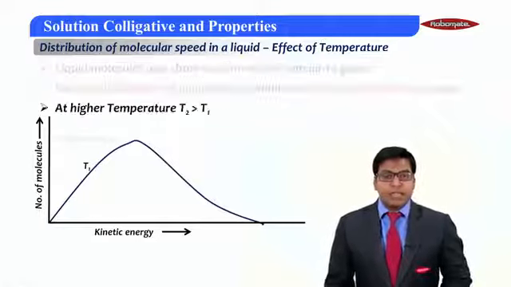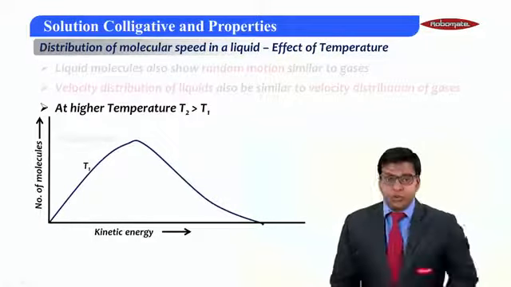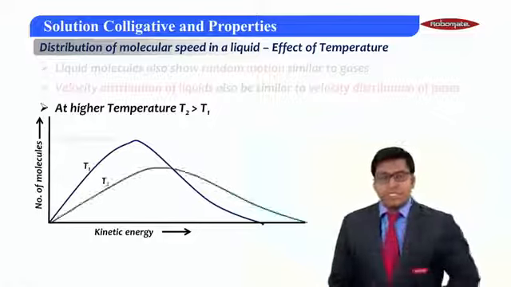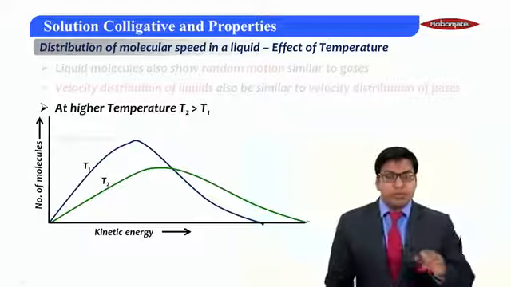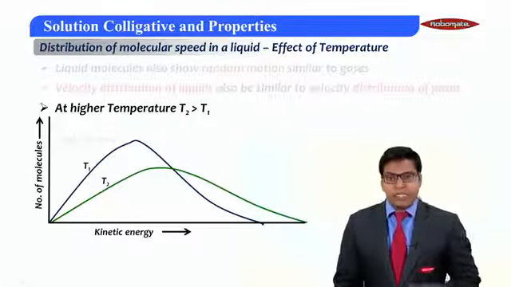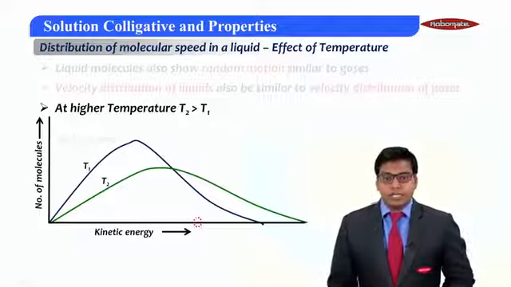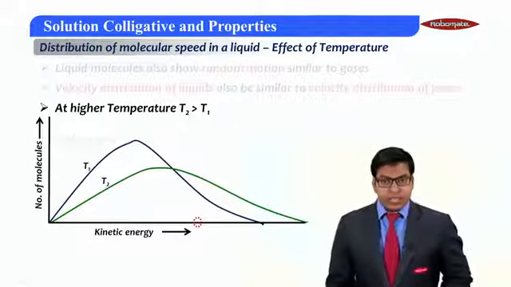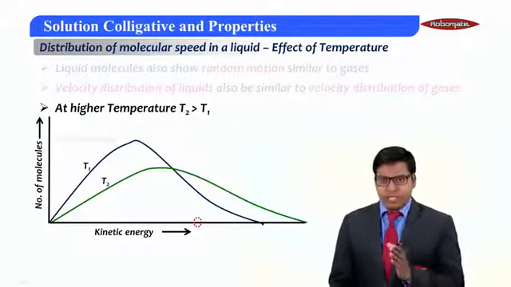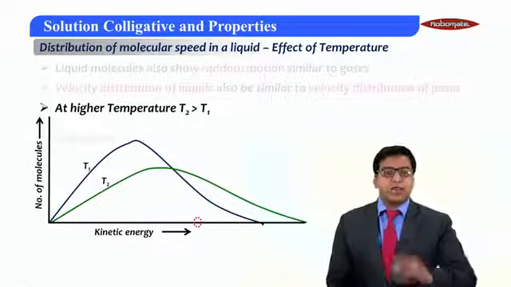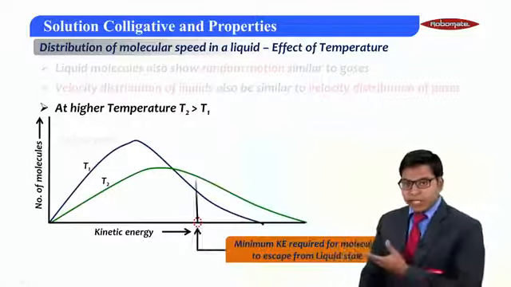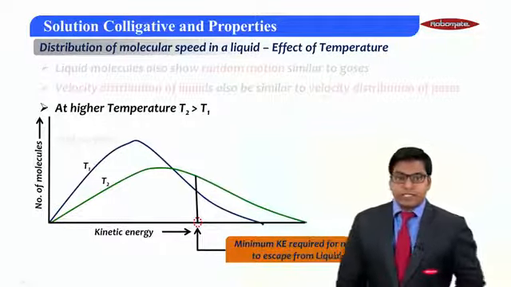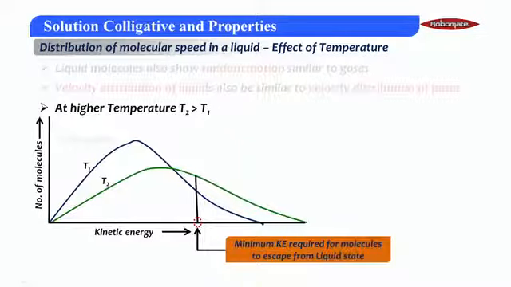Similarly, if I increase the temperature, let me take it to temperature T2, then the graph will vary in this way. That is, the peak will slowly start coming down and it will start becoming more uniform. Now what I could suggest here is, let us take a point of kinetic energy after which, let's say, liquid particles are starting to escape. Right. So this is the kinetic energy. What I can call is the minimum kinetic energy required for molecules to escape from the liquid state. So that is what it is. So it is the minimum kinetic energy.